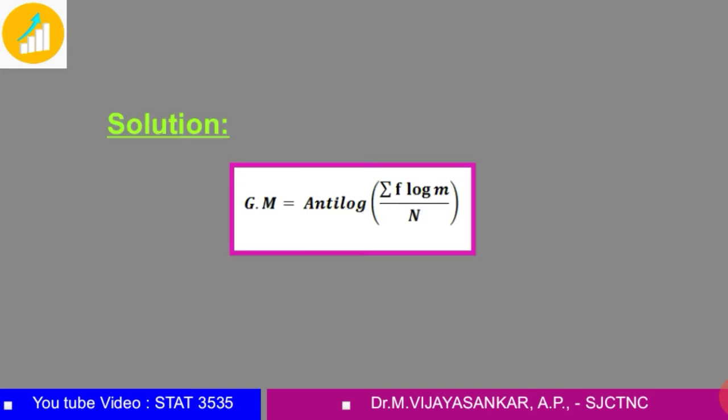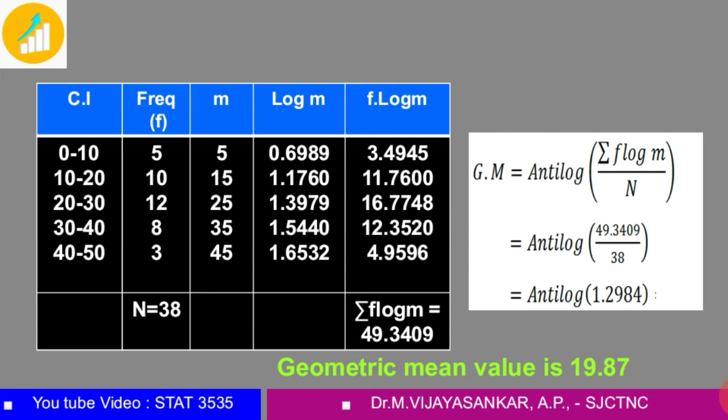Solution. Already we know that our geometric mean continuous case formula is geometric mean equal to antilog of summation f into log m divided by capital N. Here the capital N is the sum of all the frequency values, small m is the middle value from the class interval, and f is the frequency. Using that formula, we are going to find our geometric mean.